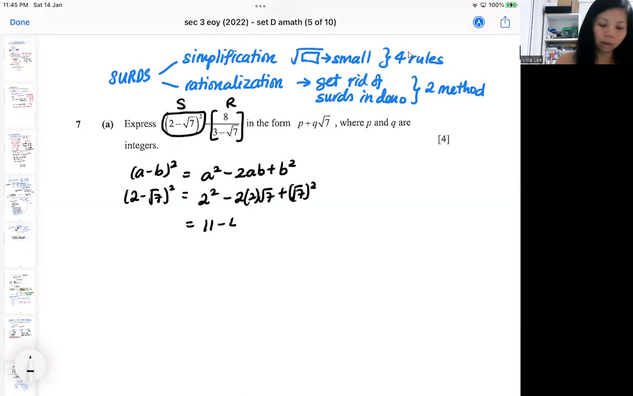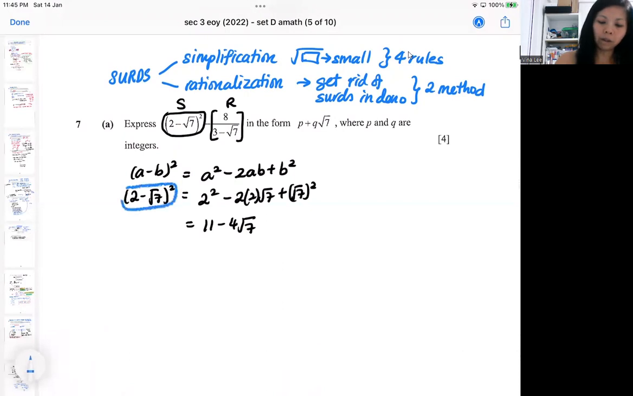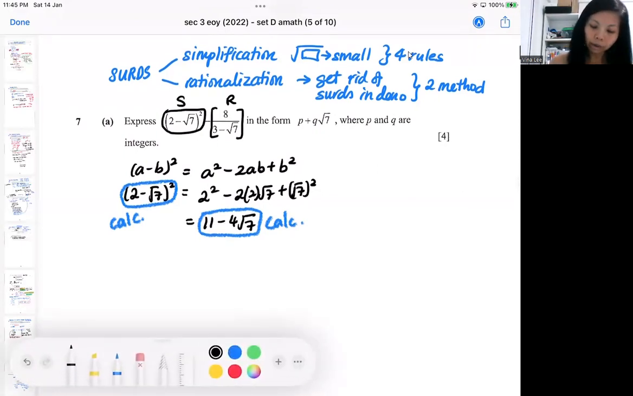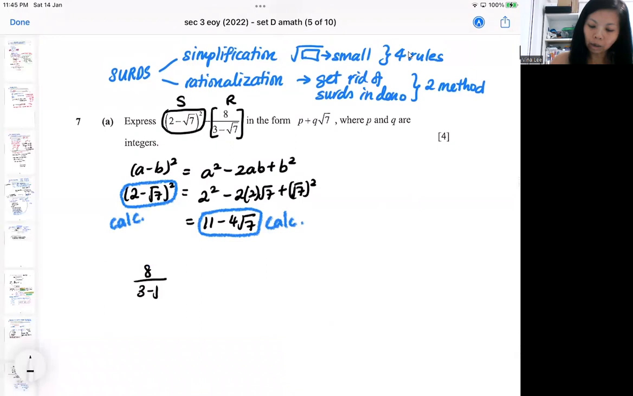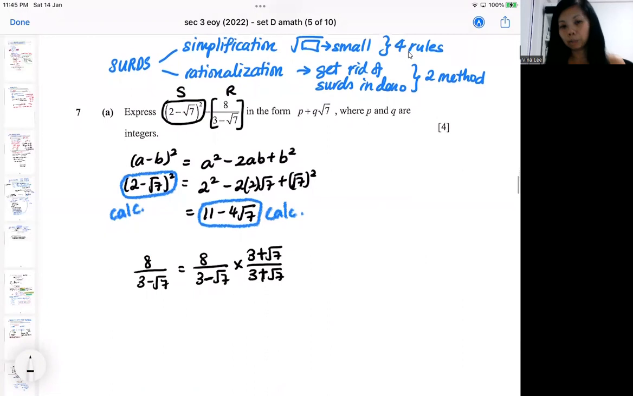You work it out, you will be getting this. It will be good to check whether you simplified correctly by punching this on your calculator and also punching this on your calculator, just to make sure that your expansion is correct. As for the rationalization part, we are doing it with the second method. We multiply by the conjugate of the denominator. If you never heard of the word conjugate, it's okay.